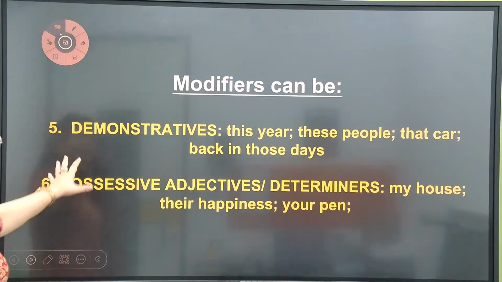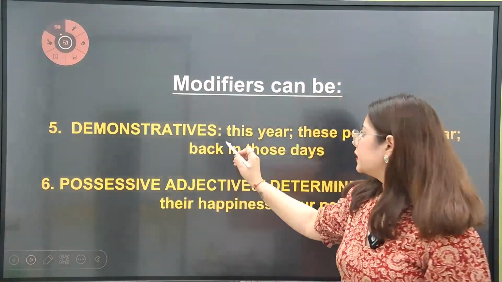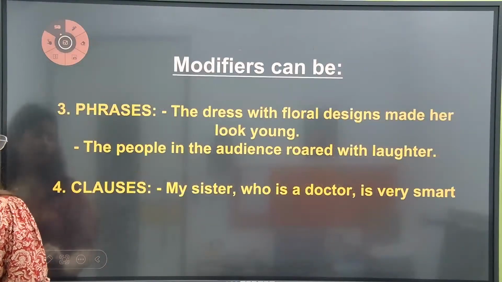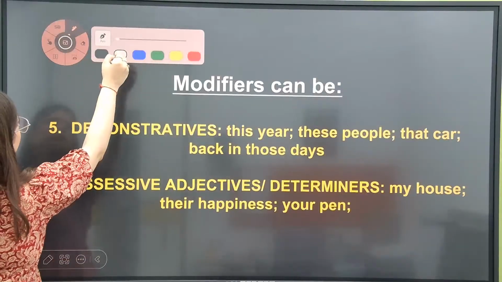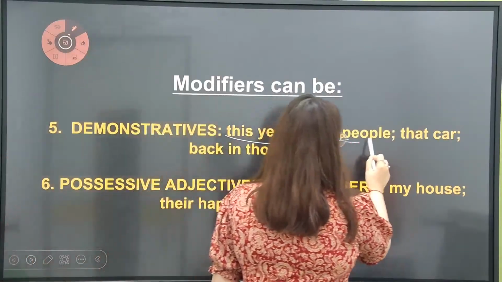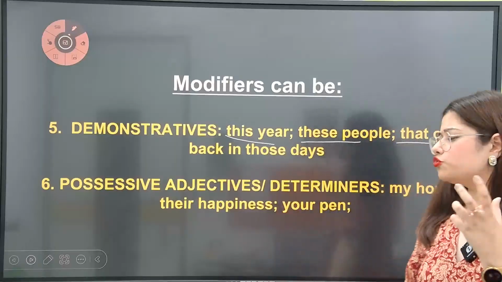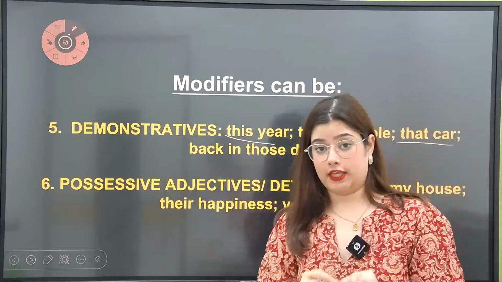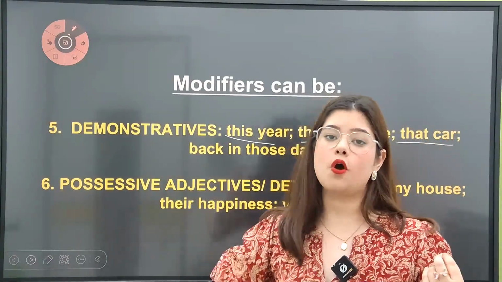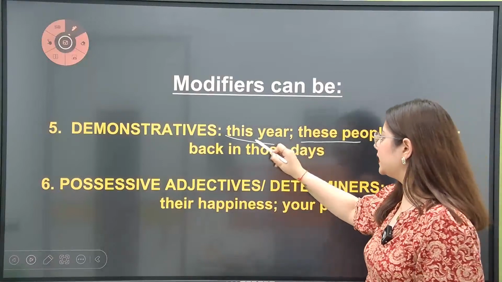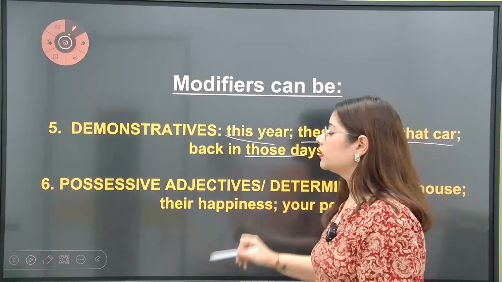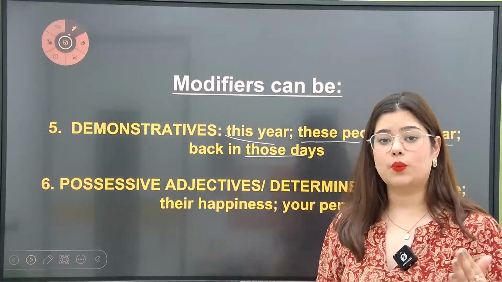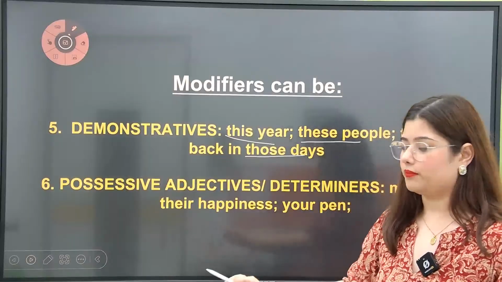Moving on, if we look at this, these, that, those, demonstratives, they point to specific things or they tell us whether a specific thing is near to us or far from us, right? So demonstratives also act as modifiers. They tell us whether an object is near to us or far away from us.